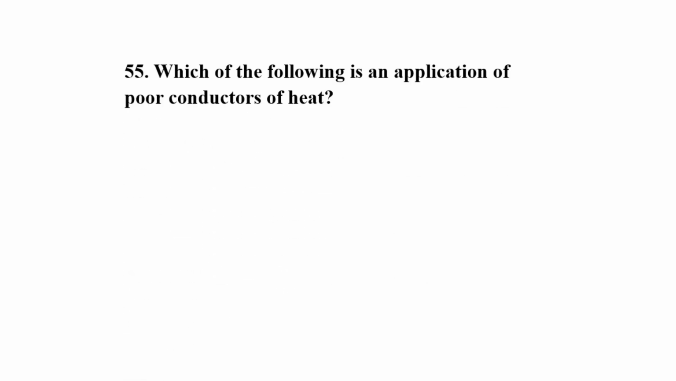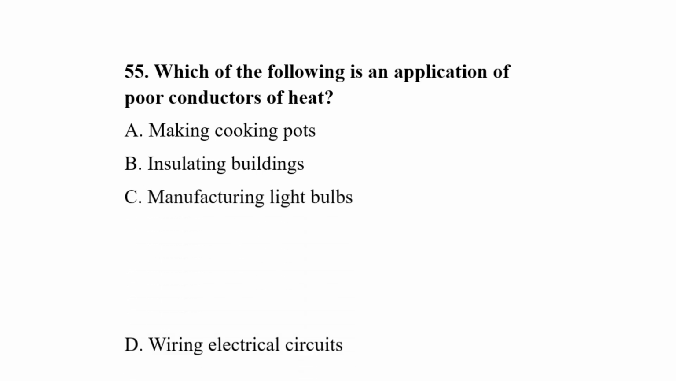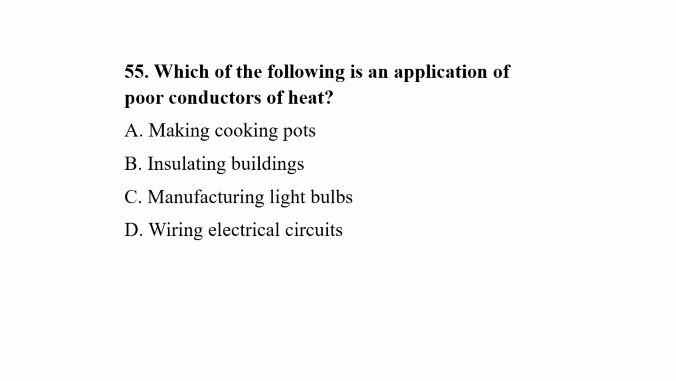Question number 55. Which of the following is an application of poor conductors of heat? A. Making cooking pots. B. Insulating buildings. C. Manufacturing light bulbs. D. Wiring electrical circuits.